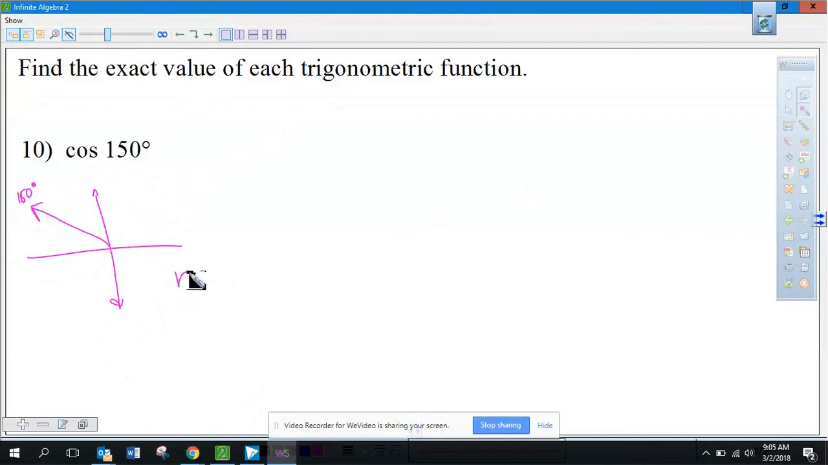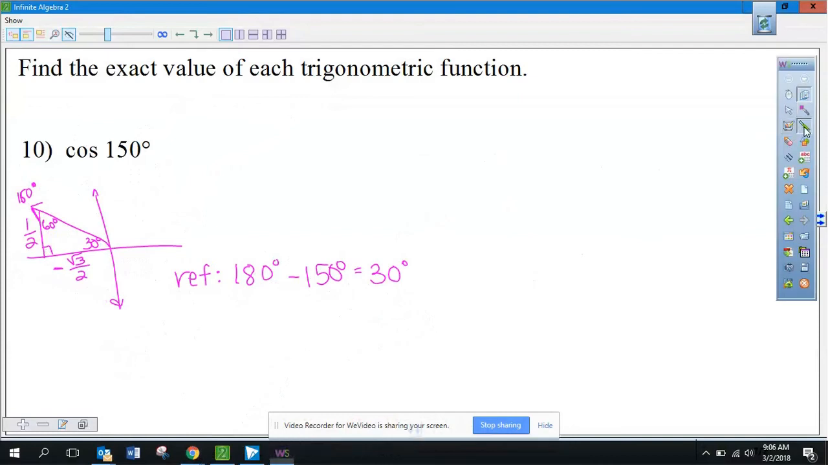So my reference angle is going to be 180 minus 150. 180 minus 150 is 30 degrees. So my reference angle down here is 30 degrees. That means when I draw this, this is a 30, 60, 90 triangle. So on a 30, 60, 90, this vertical, the short side is 1/2, and the horizontal is root 3 over 2. But we are to the left. We're in the second quadrant, which means it is negative root 3 over 2.